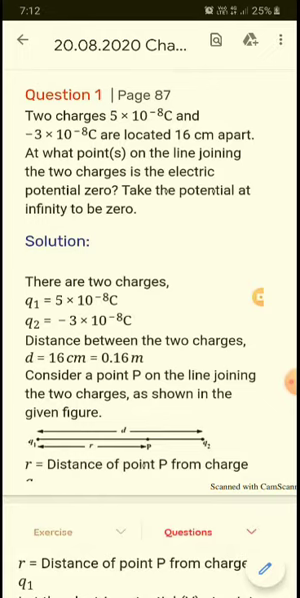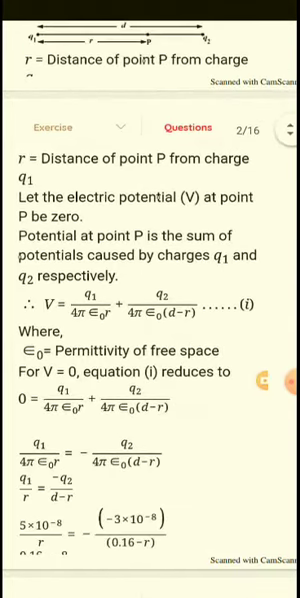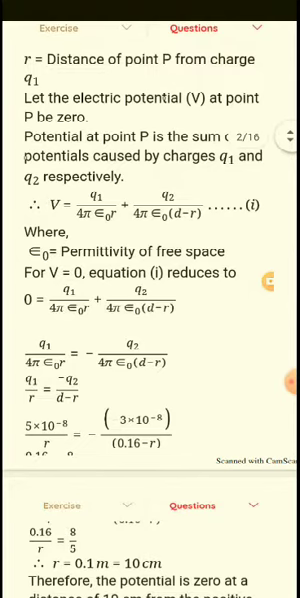Now we can go to the formula. V is equal to Q1 divided by 4 pi epsilon naught into R for the first charge, plus Q2 divided by 4 pi epsilon naught into D minus R for the second charge. Mark this as equation 1. And what is epsilon naught? Epsilon naught is the permittivity of free space. And V is equal to 0. It is given in the sum itself.